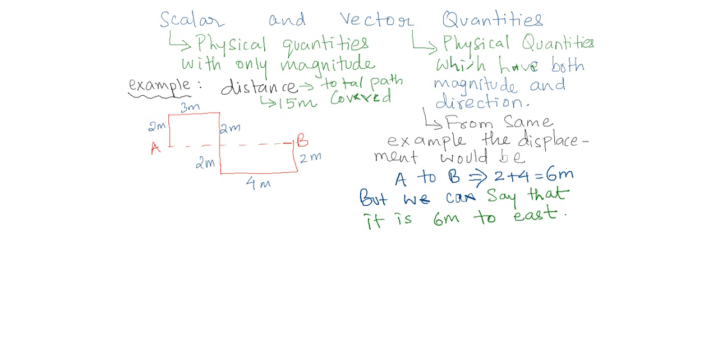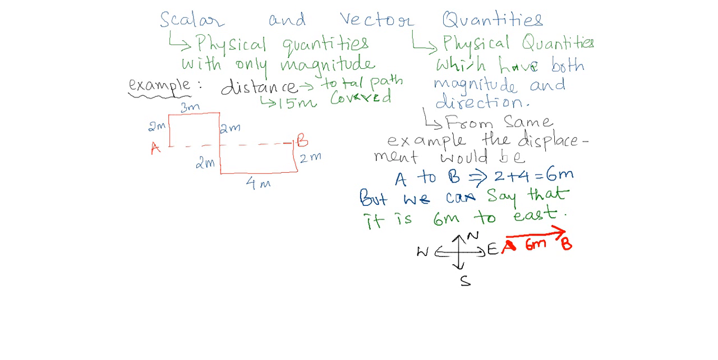If you use the idea of this as your east, west, north and south, so the quantity here can be something like this, from A to B, and that is 6 meter. Okay, so this is about scalar and vector. Now there are many other examples here.